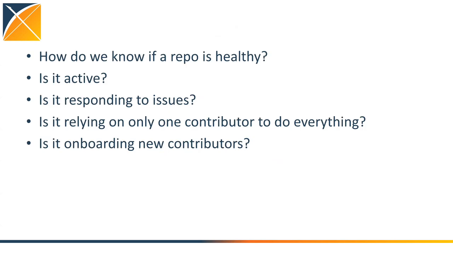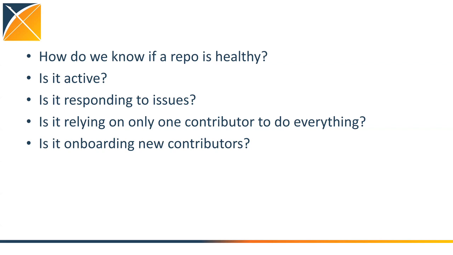So here are the questions that we typically ask. How do we know a repo is healthy? How do we know it's still active? How do we know that they're actually responding to issues? Is the time to first issue response in a productive manner? Are they becoming overwhelmed? Are they down to one contributor doing everything? Understanding the life cycle of a repo and the group within a repo is really important. And how do we make sure that each repo that's critical, at least, is onboarding new contributors?